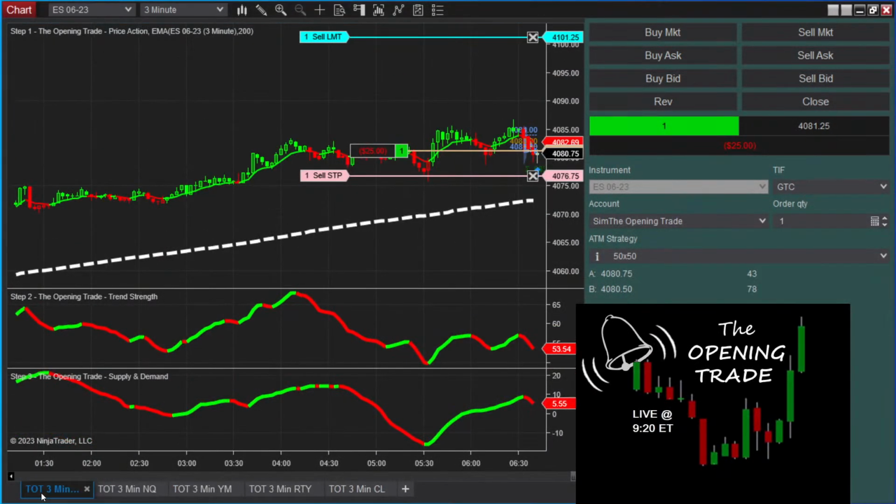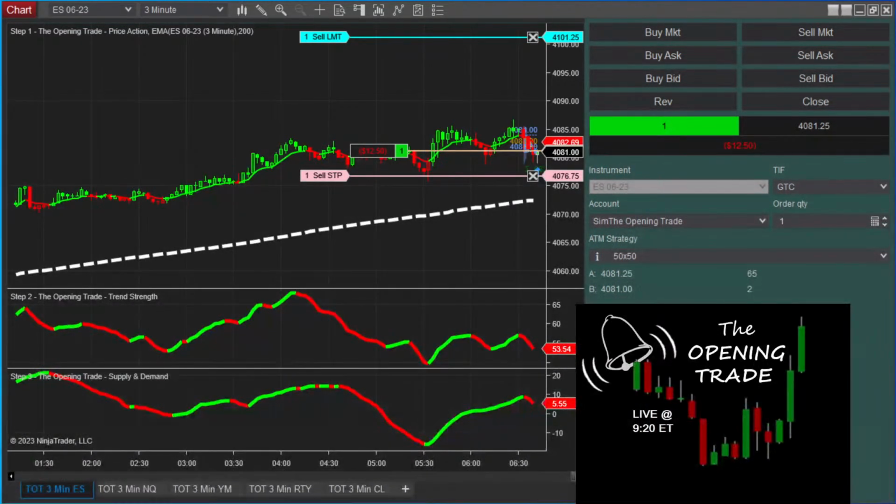Okay, so order submitted means there we go. Nasdaq went off. And the S&P 500 also fired off, and all of them are going. So what I'm going to do is make sure that they're disabled in case I need to move my stop loss.